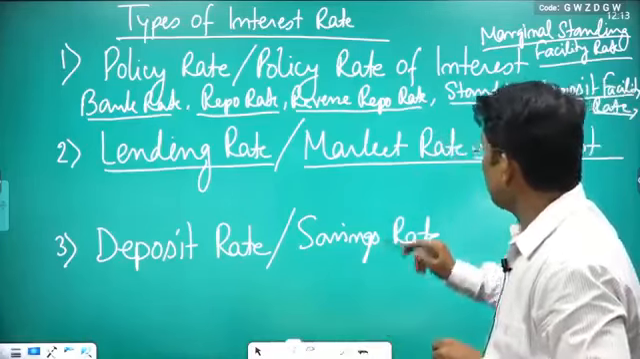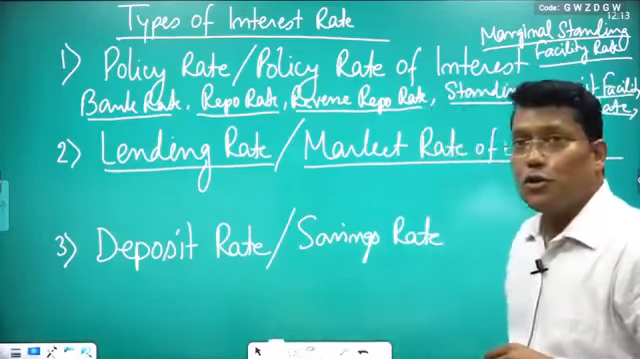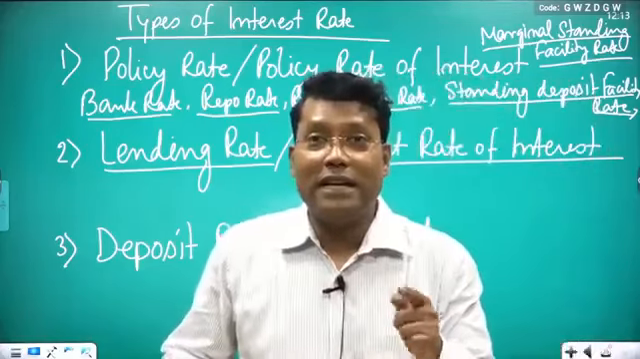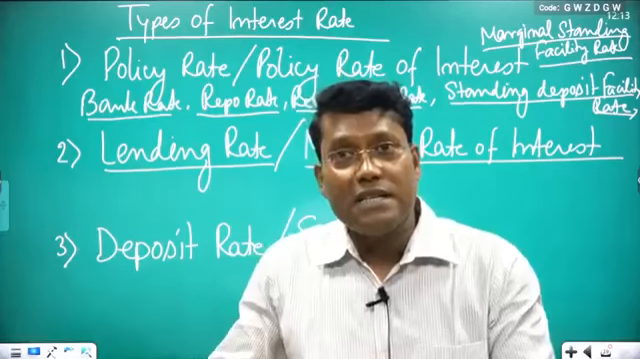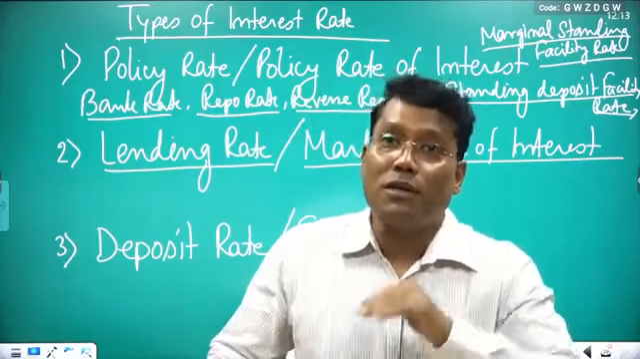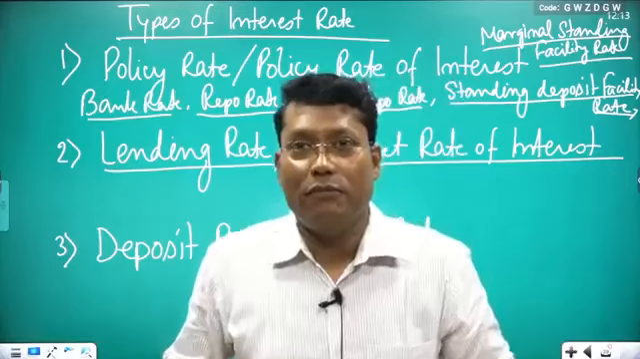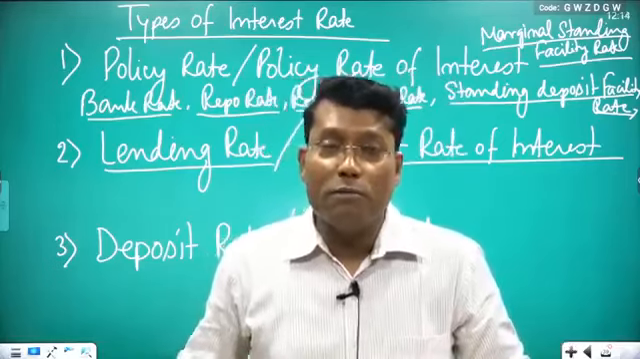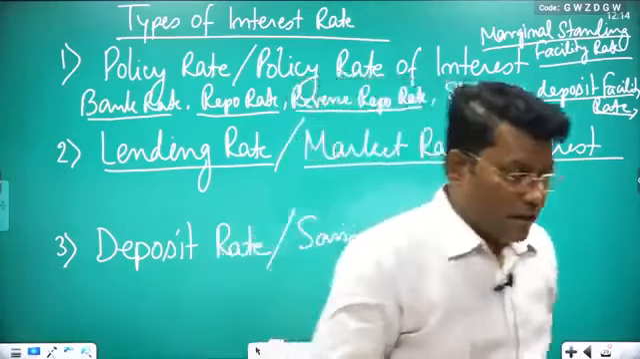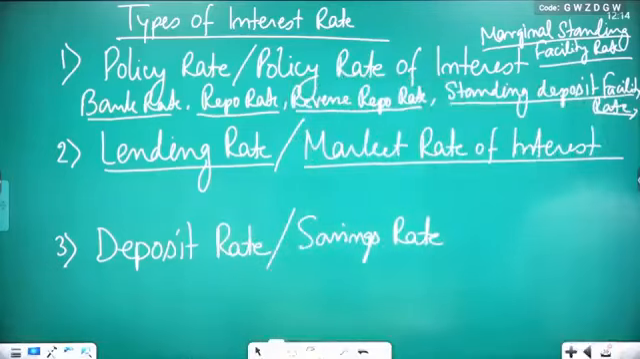So what is lending rate and market rate of interest? Here we are dealing directly. Lending rate or market rate of interest means the rate of interest at which we borrow from the banks, or banks are lending to the borrowers. Just write lending rate or market rate of interest.